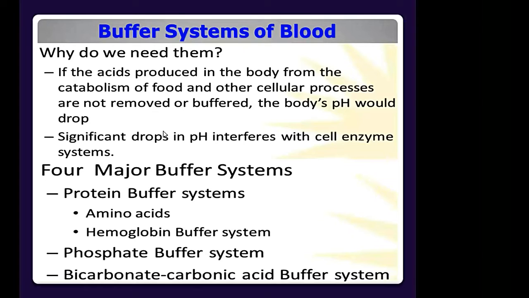So how to keep the pH of the blood constant? Using buffer systems. There are 4 major buffer systems available in our blood. One is the protein buffer system, which is formed with the help of amino acids. Second is the hemoglobin buffer system. Third is the phosphate buffer system. Fourth is the bicarbonate carbonic acid buffer system. So 4 major buffer systems are available in our blood.